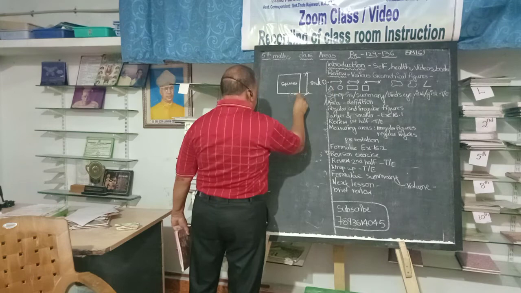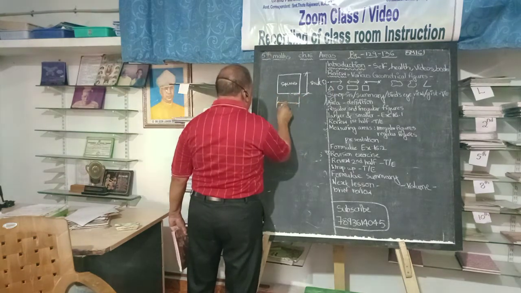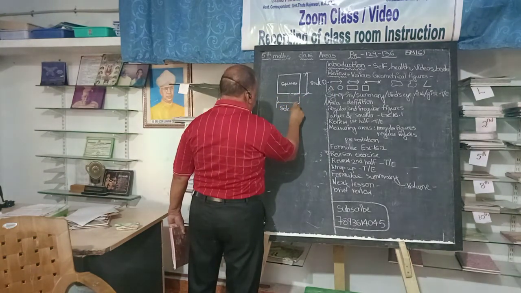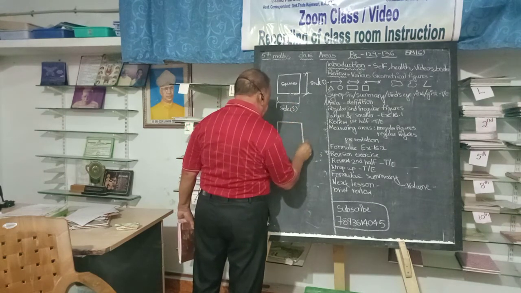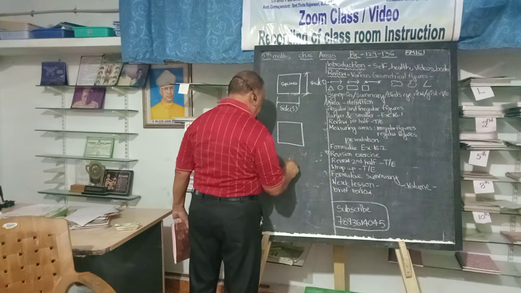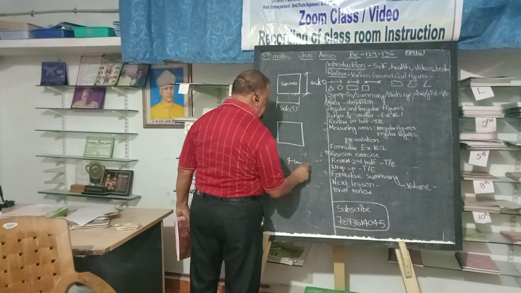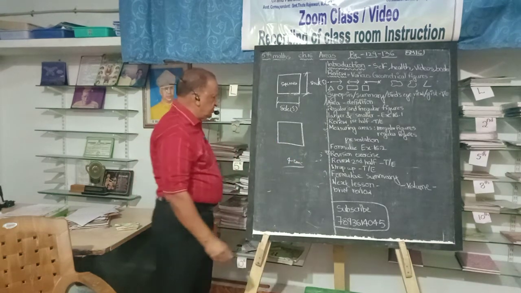Yes and no. This is also side. Yes. Okay. Now let us do some problem here. Suppose I have a square which is 4 centimeters side. Side of the 4 centimeters.